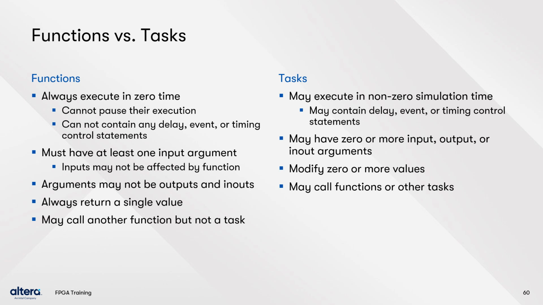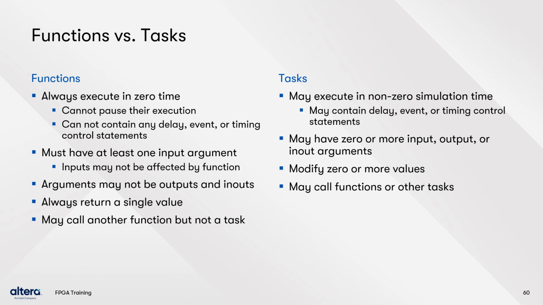There are a number of differences between functions and tasks. First, functions can only call other functions, while tasks can call either functions or tasks. Functions are combinatorial logic, so they cannot contain any delay, event, or timing control statements. Tasks do not have these restrictions.